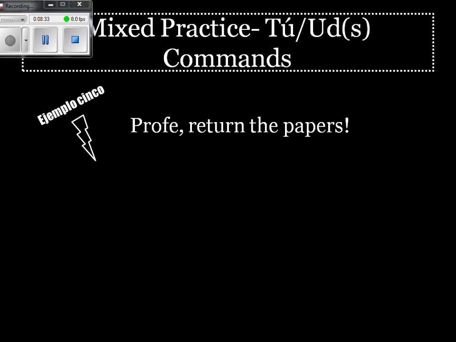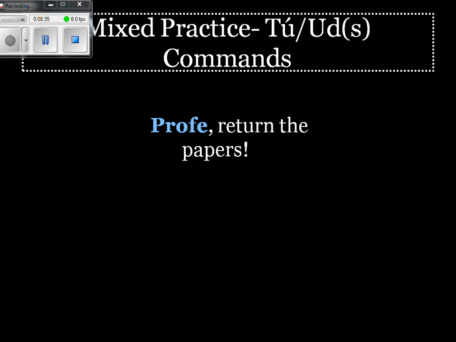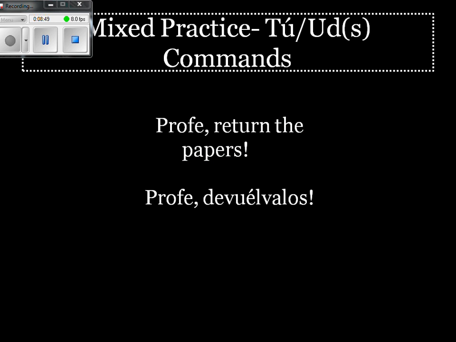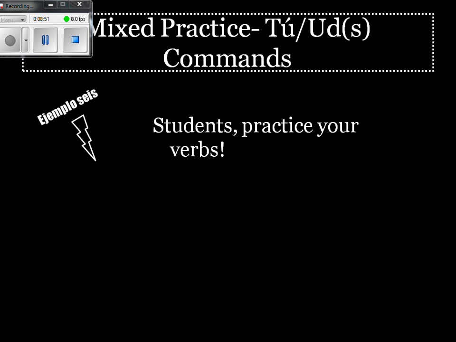Ejemplo 5. Profe, return the papers. We see the subject is profe, so we will use the affirmative usted form. The word meaning to return is devolver, and we must now add the direct complement, which is replacing the papers with only los. The final answer should be profe devuelva los.